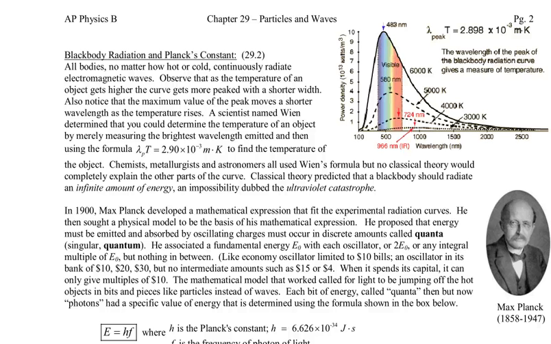Okay, in this video we're going to be discussing blackbody radiation and also the radiation curve and something known as the UV catastrophe. First off, what is a black body? Well, a black body is an idealized body that can absorb all radiation and can also emit all radiation.